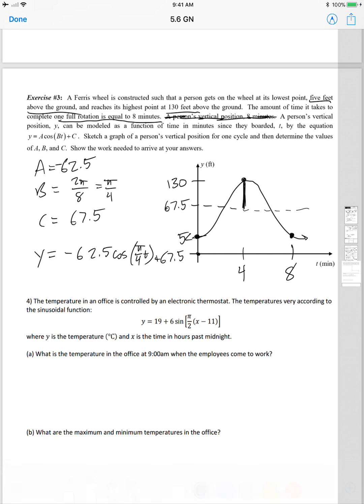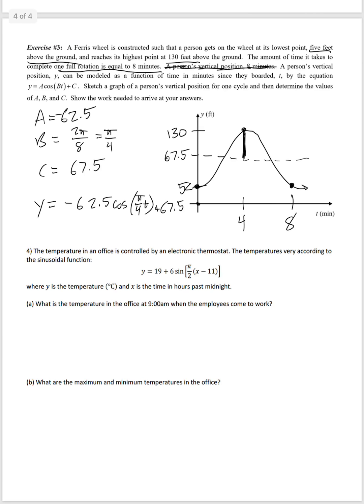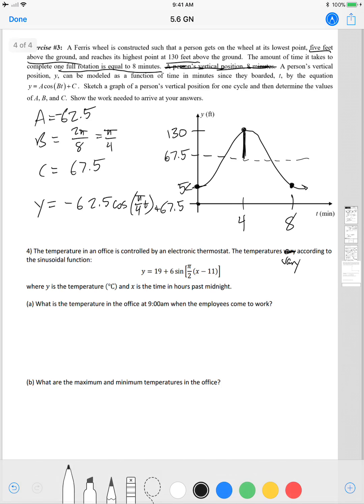One more example problem for this section. Good, we're only at about 15 minutes. I did try to keep this short. I'll let you read through this, but basically we're looking at the temperature in an office. The temperature varies according to this sinusoidal function, where y is the temperature in Celsius and x is the time in hours past midnight.